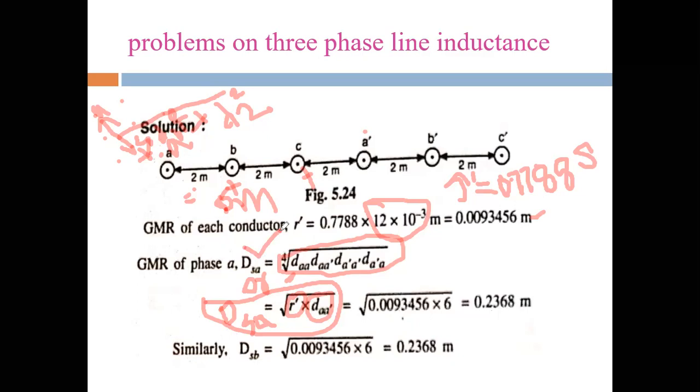This is the GMR of phase A. Next we calculate the DSB. What is the formula for that DSB? That is square root of R dash into D B to B dash. This is the formula for DSB.